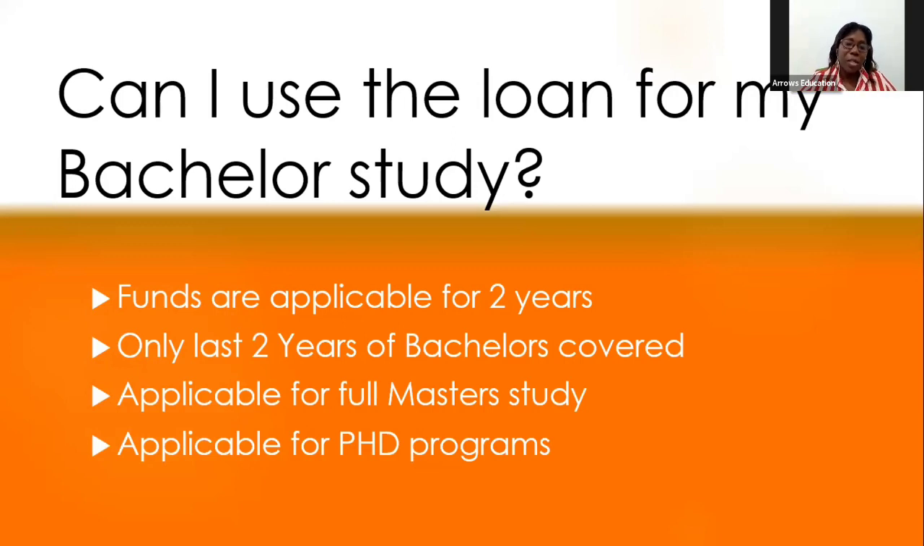Many of the universities offer, when Dr. Musa was speaking, you remember he was mentioning associate degree. Associate degrees are usually 2-year programs. So if you are going for an associate degree, then you can actually use this loan. And it's applicable for a full master's study, which is usually 2 years or less. And it's applicable for PhD programs as well.